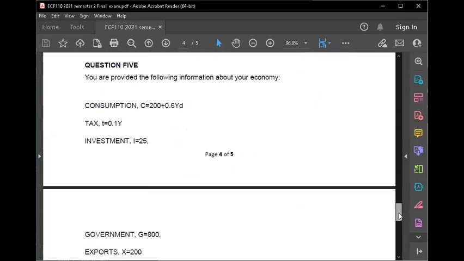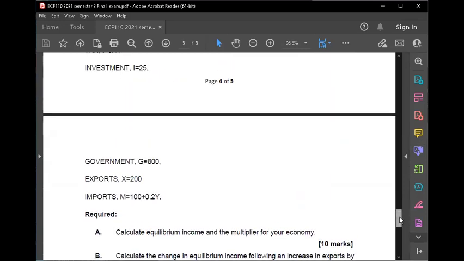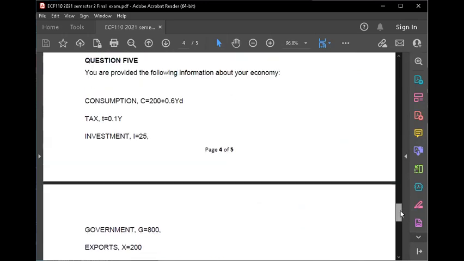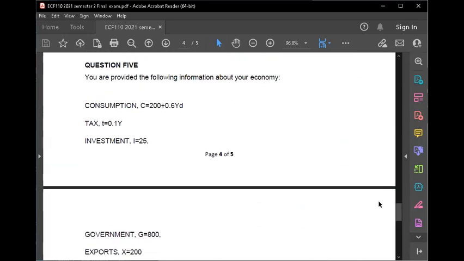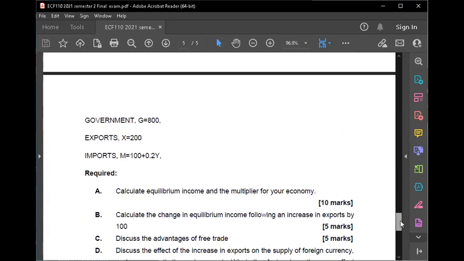And this was question 5. Then the other one, I'll just summarize everything to you. I want to talk about something else since we've looked at national income, but let me just run through it quickly. So the first question, you have been given consumption as that, tax is 0.1T, which is the tax rate, investment is 25, government expenditure G is 800, exports are 200. And then the imports are also given, and it says calculate the equilibrium income and the multiplier in your economy.